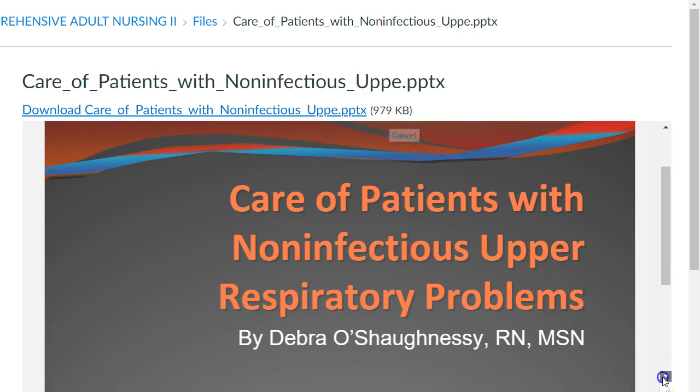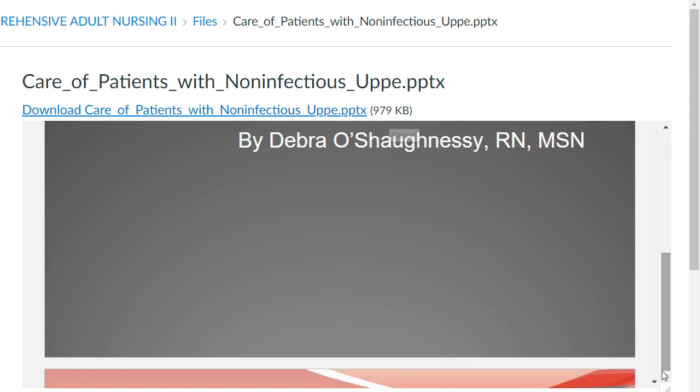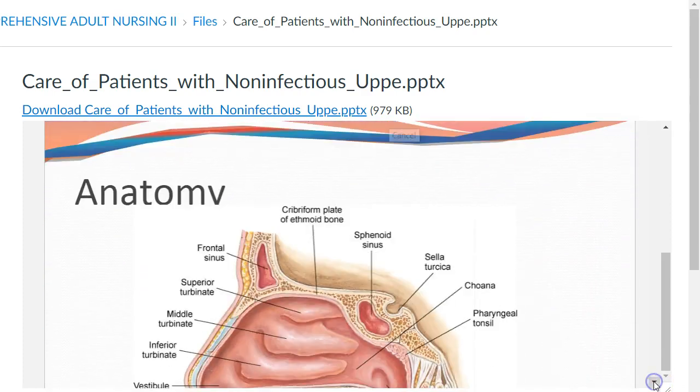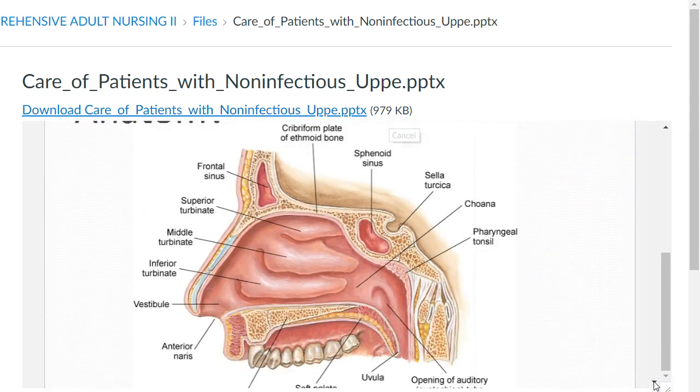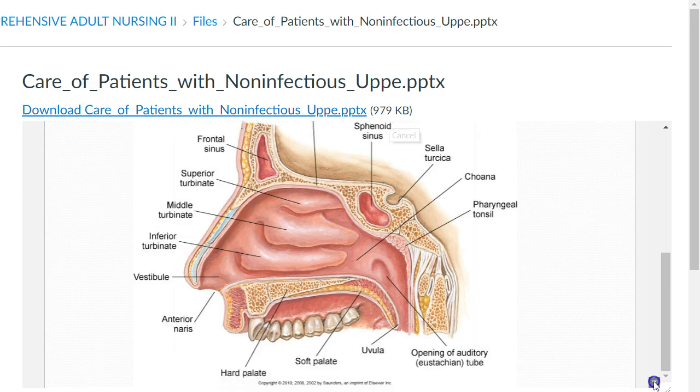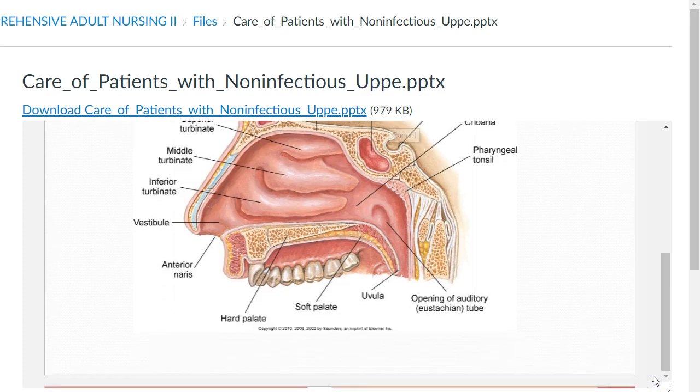The next slide is basically the anatomy of those upper airways. Thinking about all the sinuses, soft palate, hard palate. We're looking at structures such as the nose, the sinuses, the oropharynx, the larynx, and the trachea. Whether or not these are acute or chronic problems our patients may have been suffering from.